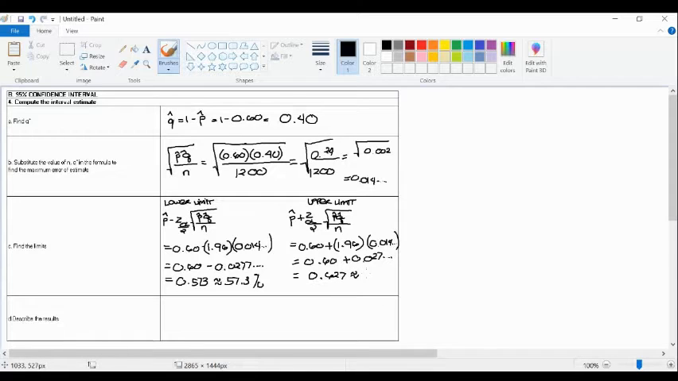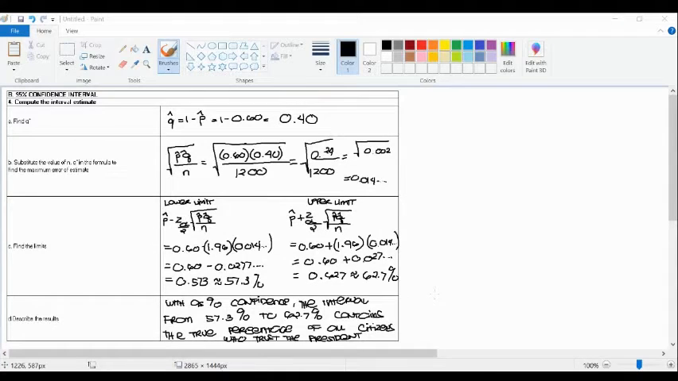Convert this to percentage, that is 62.7%. So this will be the upper limit. Therefore, we can say that with 95% confidence, the interval from 57.3% to 62.7% contains the true percentage of all citizens who trust the president.